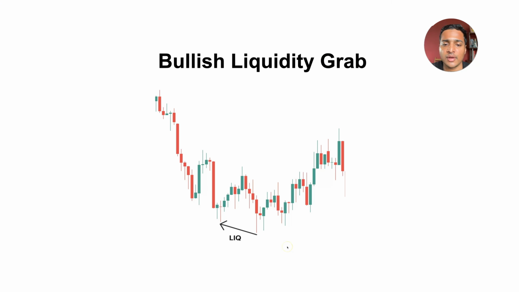Looking at this example, you can see there's a wick below the low, taking out the stop losses of retail traders and allowing smart money to enter the trade afterwards, leading to a reversal, and the price continues much further up. This is an example of a bullish liquidity grab.